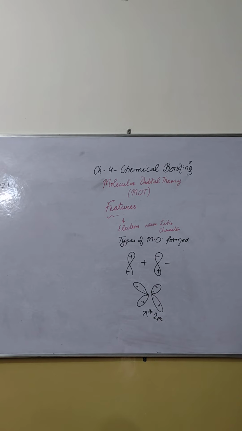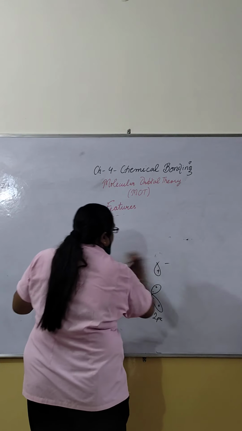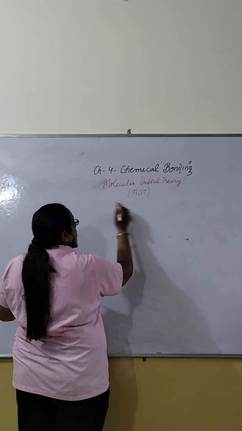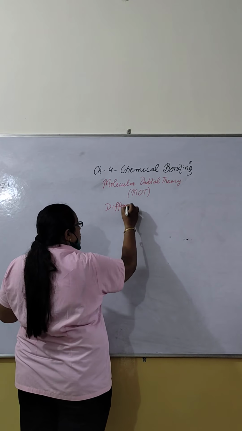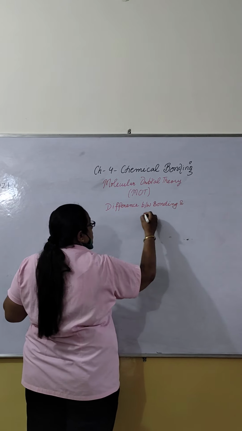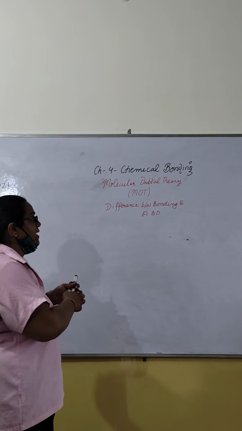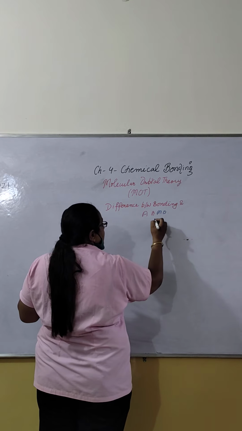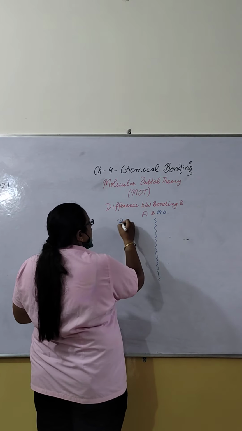Now the difference between bonding and anti-bonding molecular orbitals. Pi 2px, pi star 2px or pi star 2py. Don't talk. Concentrate here. The difference between bonding and anti-bonding molecular orbitals. Which one will be more stable?